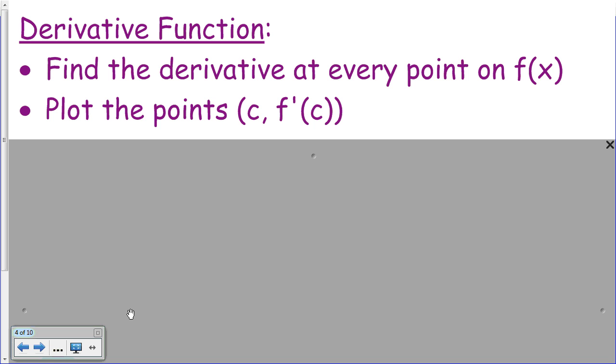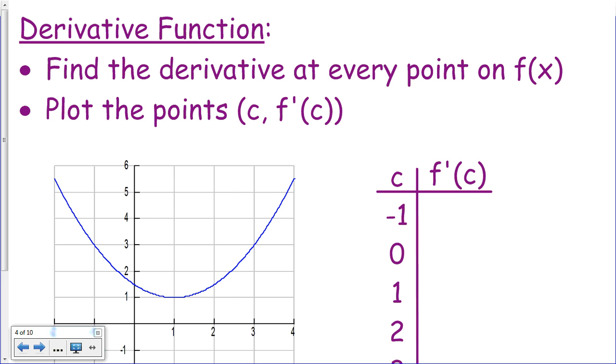Or probably more likely on a group of points. You're not going to find it at every single point, but on a group of points. And then what you want to do is plot those points as new x y values. So the x value where you found the derivative, and the y value is the derivative that you found there. Plot those as new points, c, f prime of c. And then sketch a curve that goes through those points. So let's illustrate that with an example here. Let's say that we have this function.